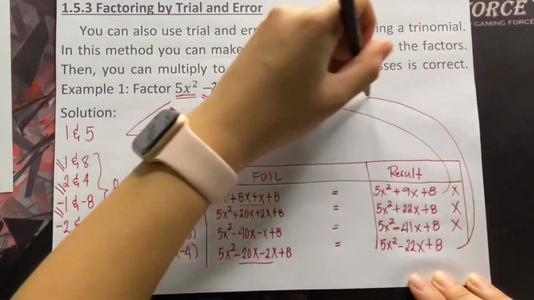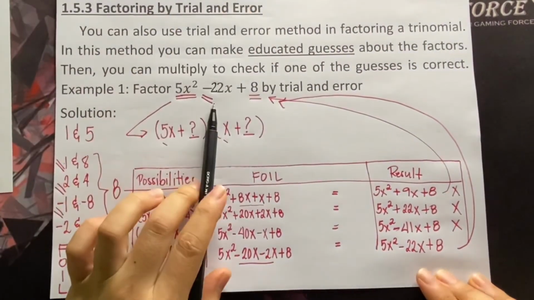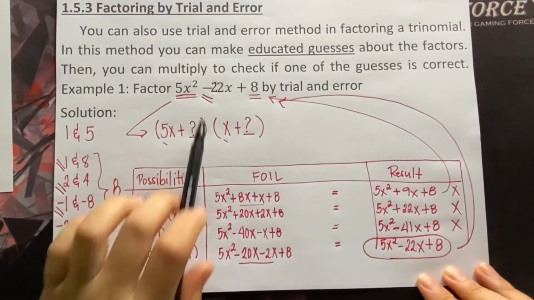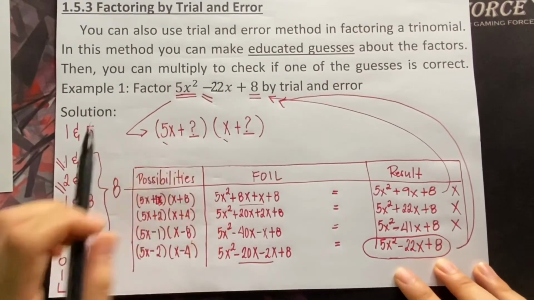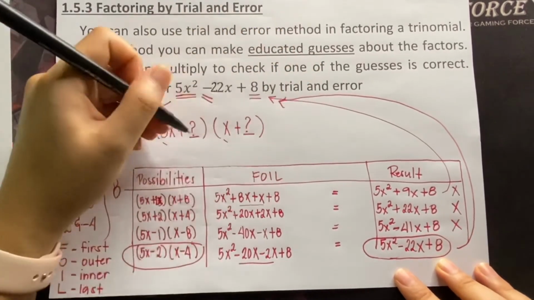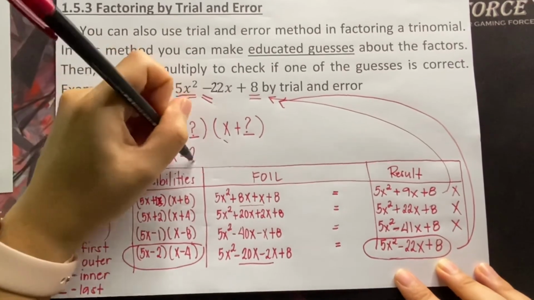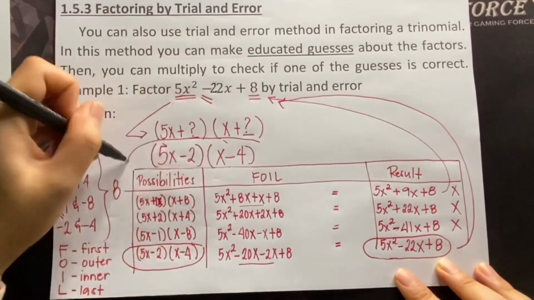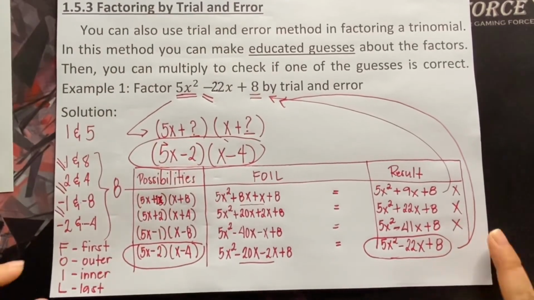Parehas na ba sa mismong given? Yan. So, ang fourth possibility ang nag-satisfy sa given natin. Naging magkaparehas na sila. This means, ito ang factorization ng given. And this is the answer. 5x minus 2 times x minus 4. And that is the factoring by trial and error.